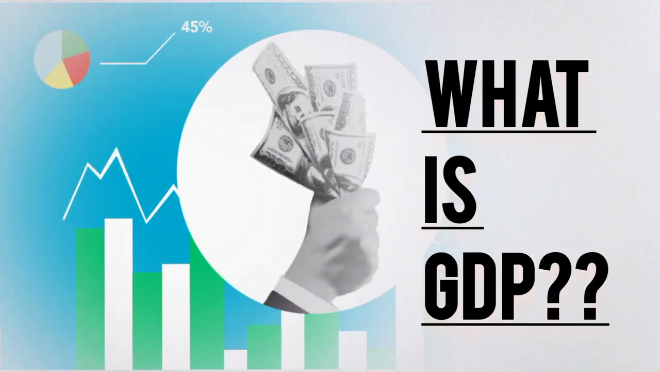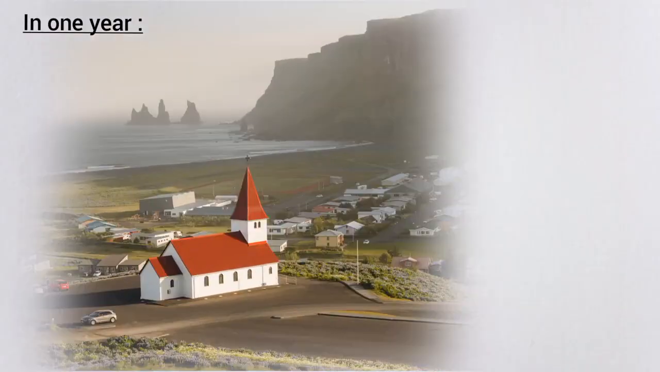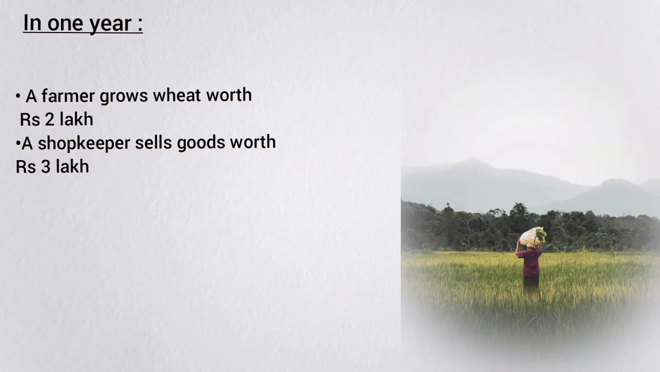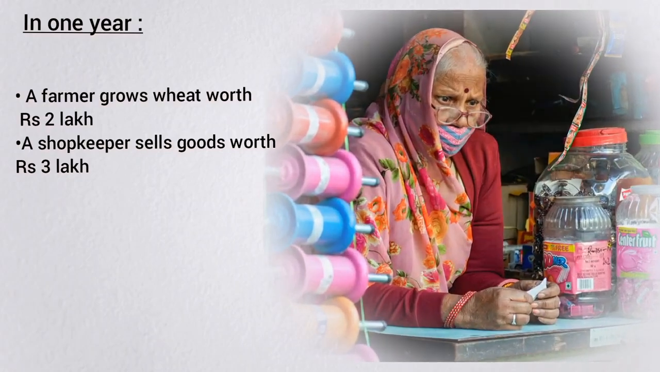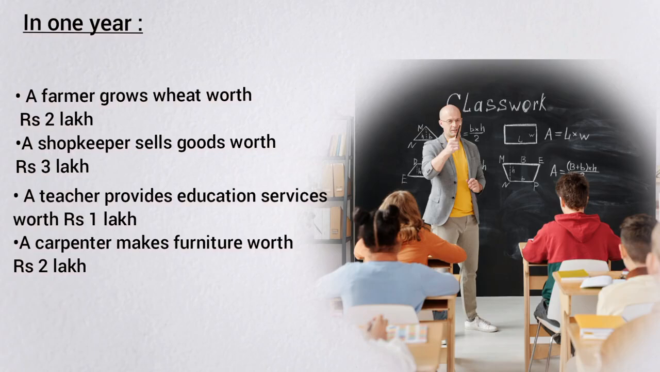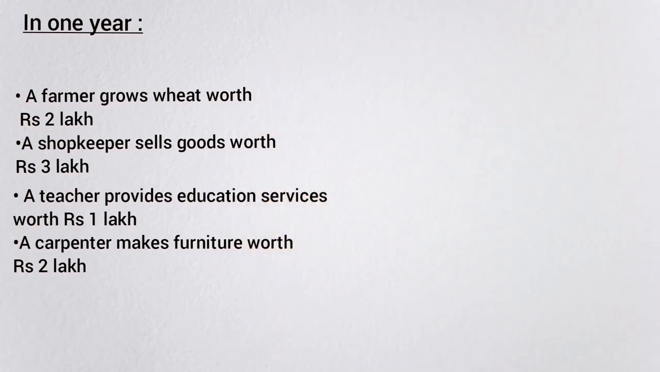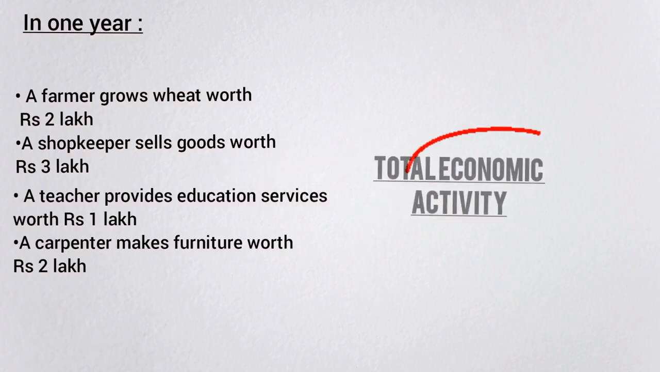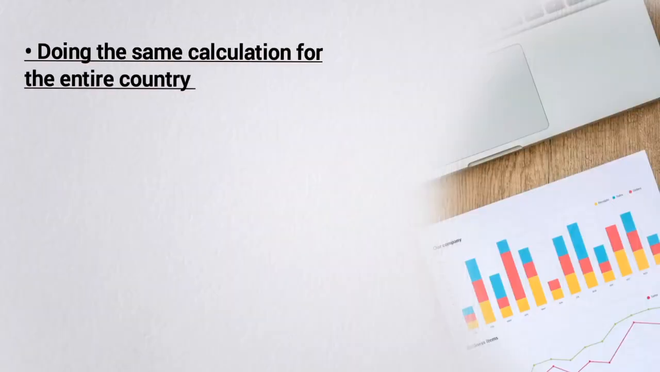In this video, we will understand what GDP is in a very simple way. So let's imagine a small town in India. In 1 year, a farmer grows wheat worth rupees 2 lakhs, a shopkeeper sells goods worth rupees 3 lakhs, a teacher provides education services worth rupees 1 lakh, a carpenter makes furniture worth rupees 2 lakhs. If we add all the value of goods and services produced in that town, we get the total economic activity of that town. Now imagine doing the same calculation for the entire country.